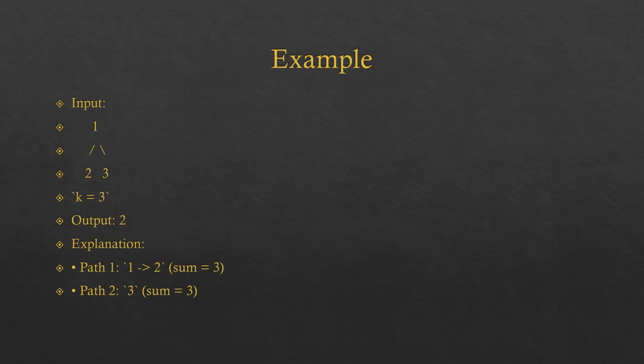Here is a simple example. We have the binary tree with a root node value of 1, left child value of 2, and a right child value of 3. If we set k to 3, the number of paths with sum equal to k is 2. The paths are 1, 2, and 3.